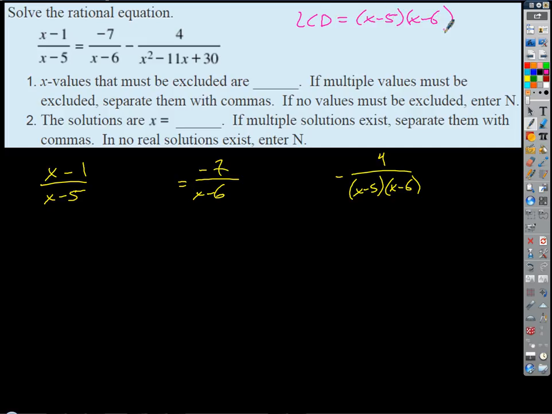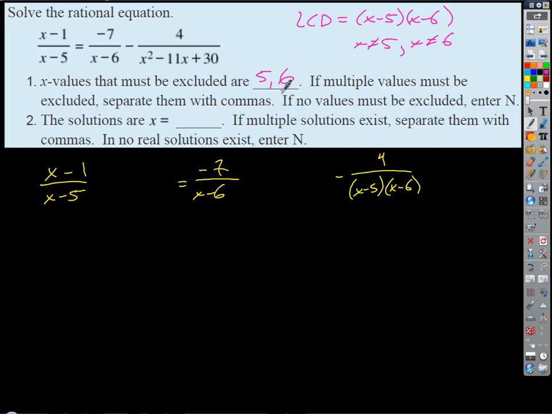Okay, good. So then what's that tell us about the answer to number 1? What are the values of x that have to be excluded from the domain? These are the factors in the bottom, right? So we're going to have x cannot equal 5 and x cannot equal 6. It just wants a list of them here, so I would just put 5, 6, right? Okay, now we keep going.